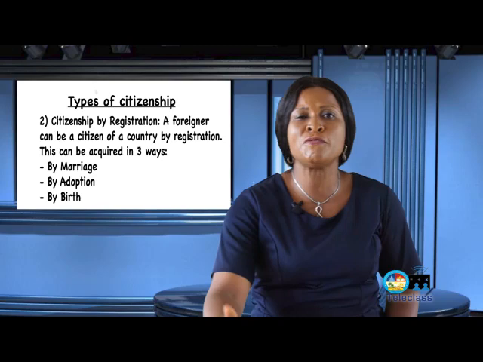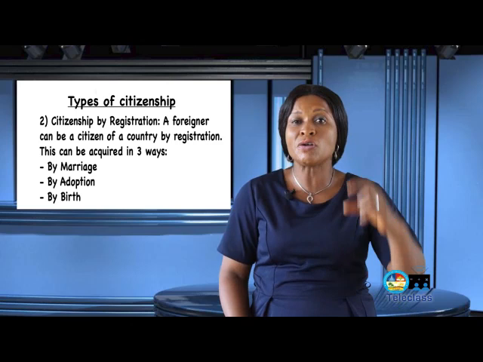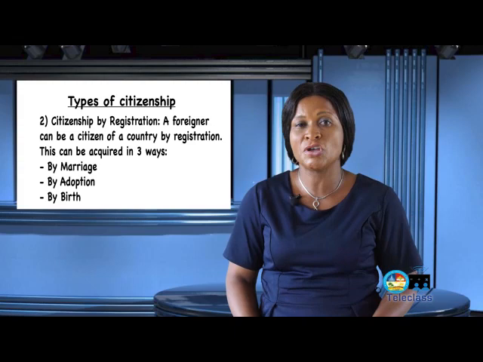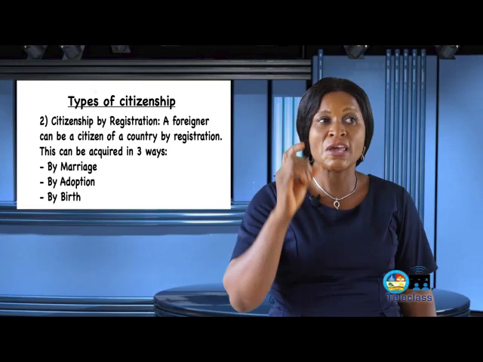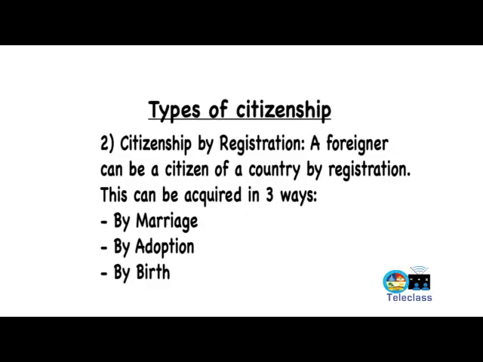For instance, if you are a Nigerian man married to an American woman, automatically that American woman has become a citizen of Nigeria. By what? By marriage. So we can say that citizenship can be acquired by marriage. In the same way, if a woman that is a Nigerian gets married to a foreigner, automatically that man will become a citizen of Nigeria by what? By marriage. So it's a dual way thing.